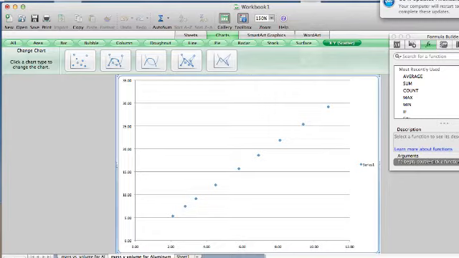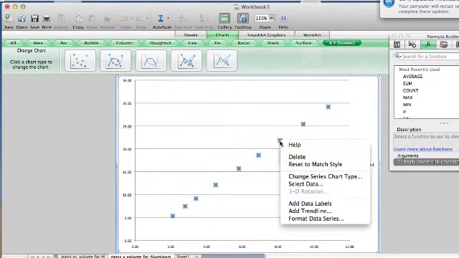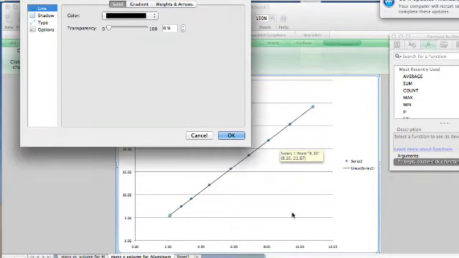The next thing I want to do is add a trend line. I want to put a straight line of best fit through these points. So I click on any one of those points, and they will automatically all become highlighted. I'll right-click or control-click, and I get another drop-down box. I want to add a trend line, so I choose Add Trendline. And it will automatically put the line there for me.